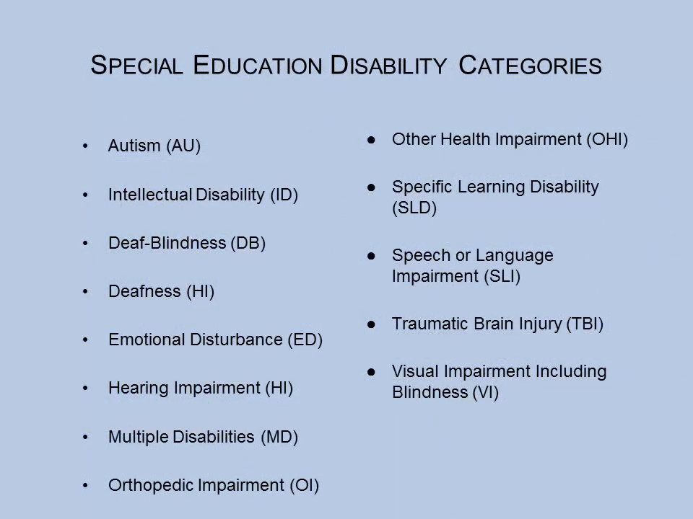There are 13 different disability categories. As a general education teacher, it is important to remember that the student's label, ED, AU, etc., does not drive the placement, self-contained special education classroom.